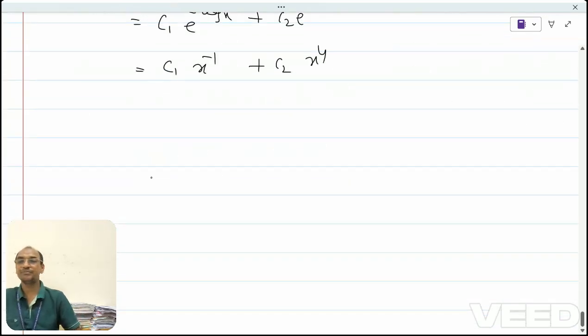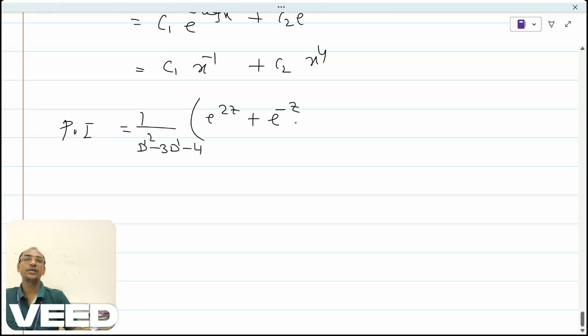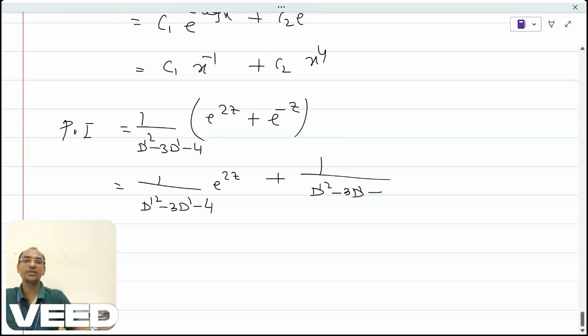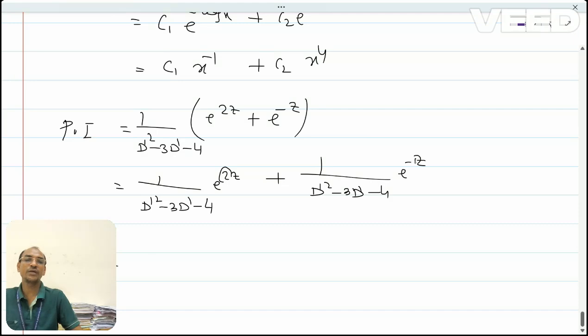Now we will go for PI. Since it is a non-homogeneous differential equation, PI will be 1 by (D'^2 - 3D' - 4) of e^(2z) + e^(-z). So here we are having two functions, so we can have two PIs. One PI will be 1 by (D'^2 - 3D' - 4) e^(2z), and another PI will be 1 by (D'^2 - 3D' - 4) e^(-z). Now wherever D' is there, you put 2 here, and wherever D' is there you put -1 here.